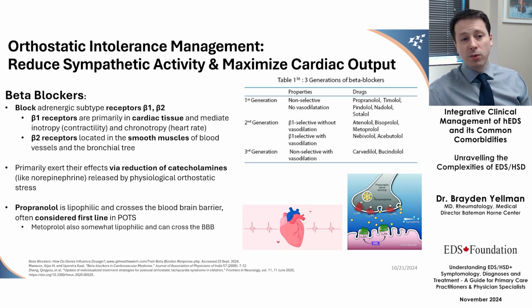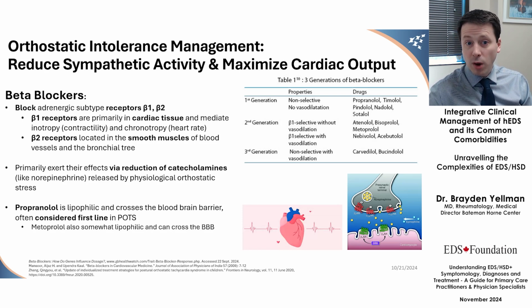Beta blockers. So these, of course, block adrenergic receptors that are of the subtype beta 1 and beta 2, so not the alpha adrenergic ones that are stimulated by midodrine and droxidopa, but they primarily exert their positive effects in orthostatic intolerance and POTS by reduction of catecholamines like norepinephrine on these beta receptors, on the cardiac beta receptors, for example.